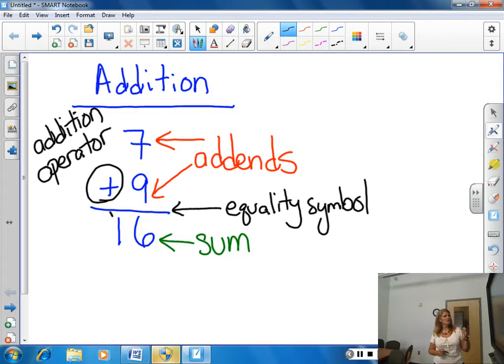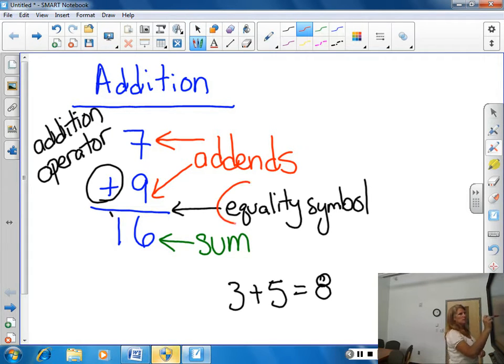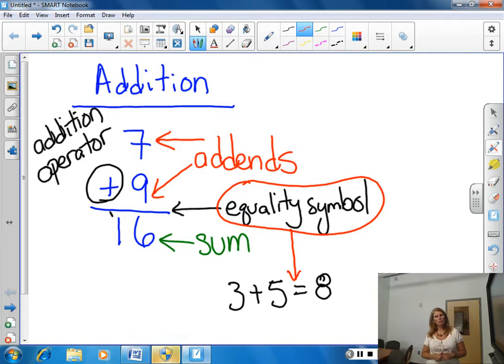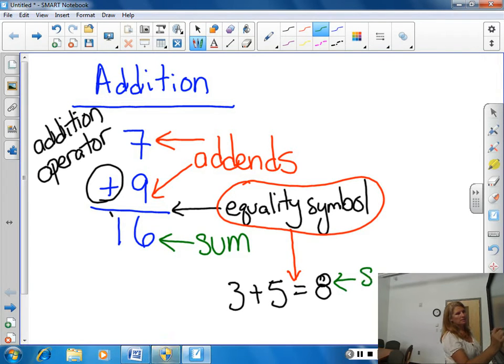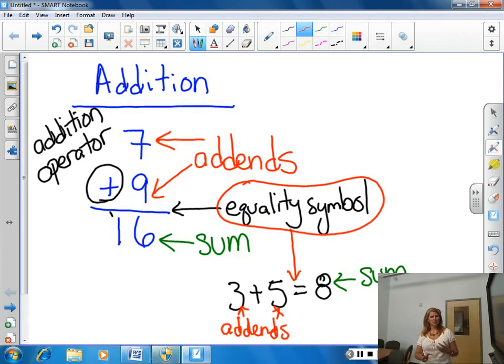So let's look at those terms in a little different format. Let's say that I had 3 plus 5 equals 8. Those are the same symbols, but now that equality symbol that was just a line before is an actual equal sign in this problem. So the equality symbol is there. What would be the 8 in this problem? Well, the 8 is the answer, so the 8 is the sum. What about 3 and 5? 3 and 5 are both add-ins. Those are the things that are being added.